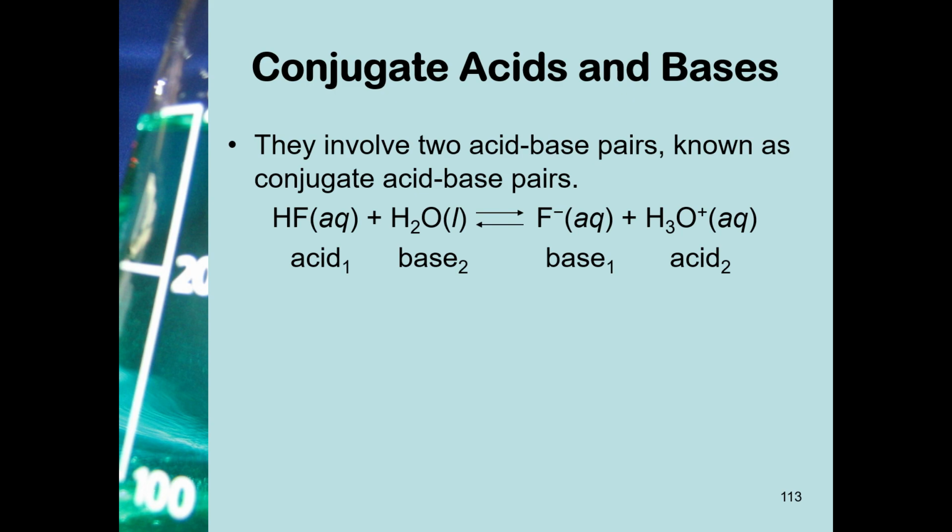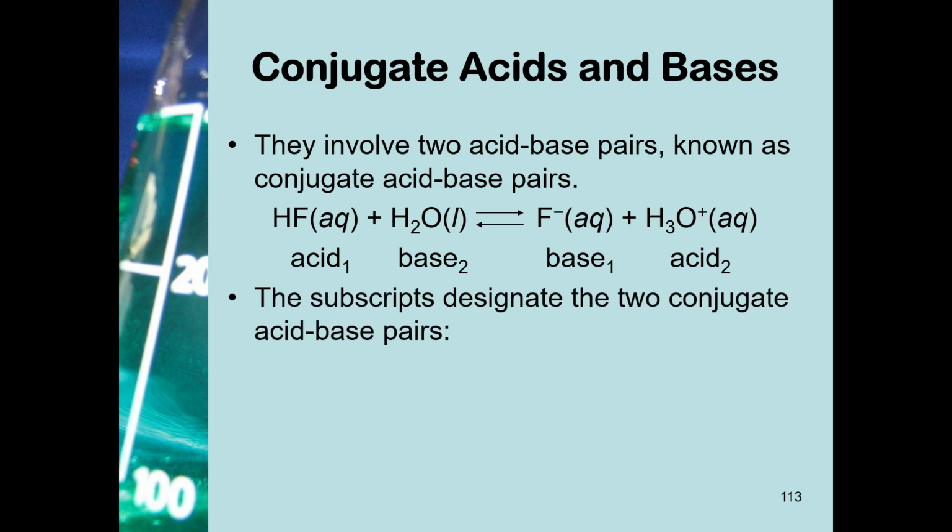Water is a base, and it forms a conjugate acid. By gaining a proton, it's going to be H3O+, the hydronium ion. Notice that the base and the acid both have 2's after them because they belong together. Those subscripts help us to know what the pairs are. So acid 1 goes with base 1, base 2 goes with acid 2. HF and the fluoride ion go together, and water and H3O+ go together.